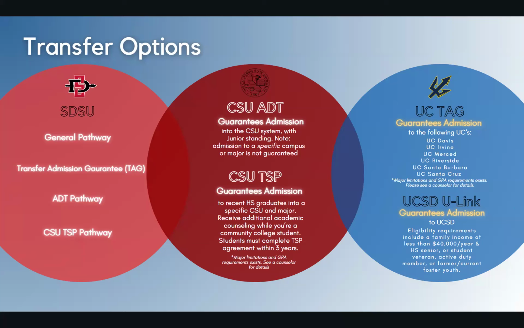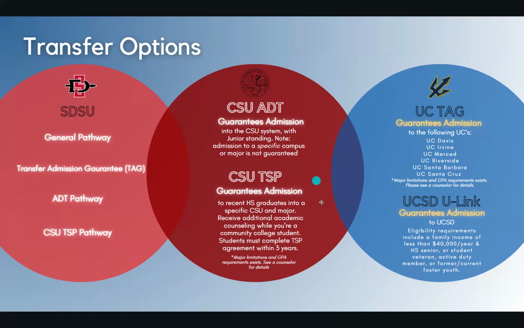Now, what about other CSUs like CSU Long Beach, Cal Poly SLO, Fresno State, and more? What if you were interested in any of those schools? You can opt to transfer in through the CSU ADT route, which guarantees admission into the CSU system. Now, this does not necessarily grant you admission into the CSU campus of your choice. However, they are guaranteeing you admission to at least one CSU campus. And just so you know, there are 23 CSU campuses all throughout the state of California. This route is where you earn a 2-year degree on your way to receiving a 4-year degree.